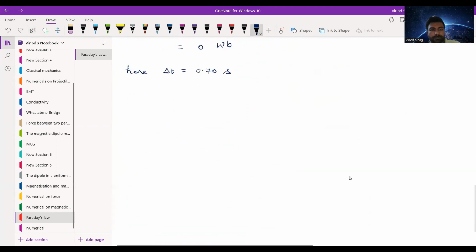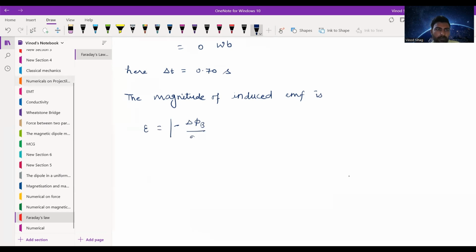Now we know that the magnitude of the induced EMF is E equals to minus del phi b upon delta t.